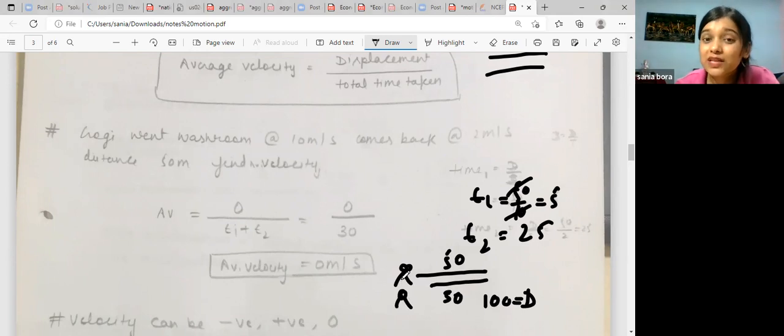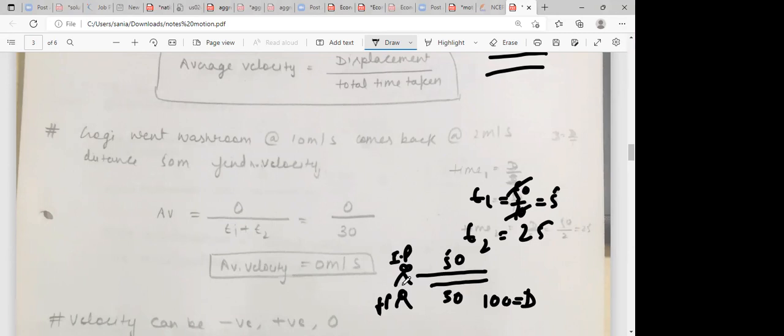So displacement is basically the initial position and the final position. So initial and final both are the same, right? Yes. So what is the displacement? 0.